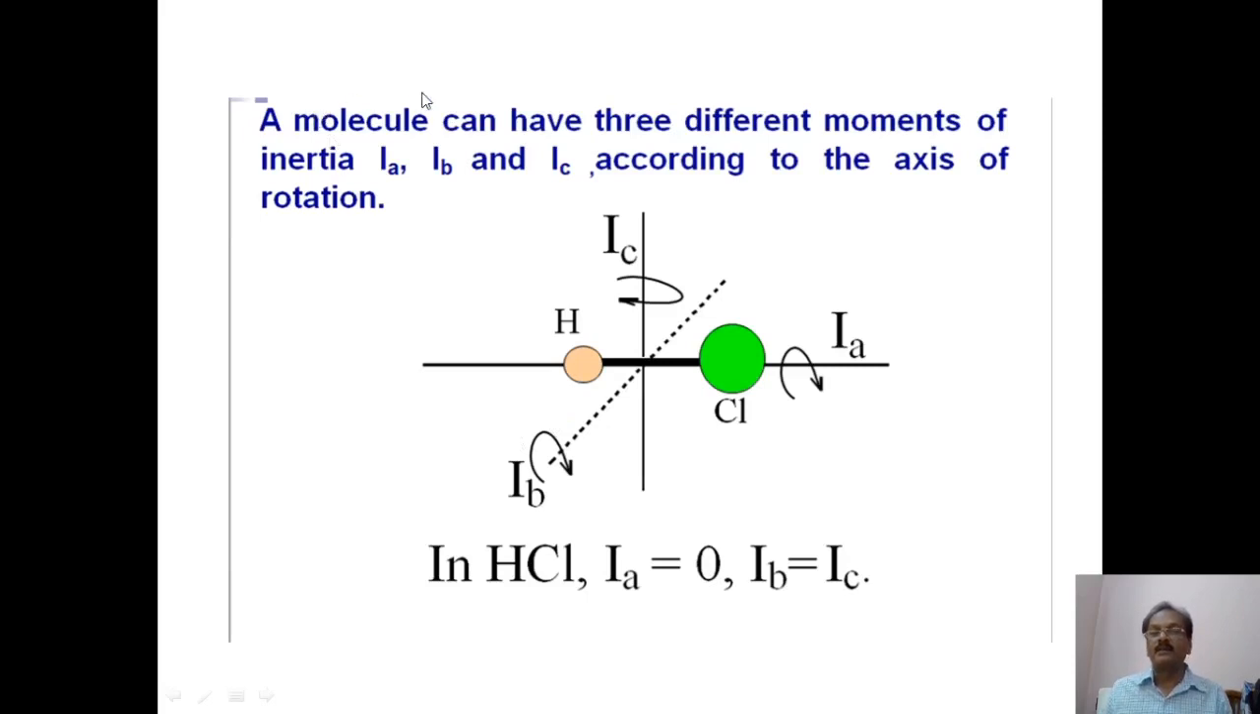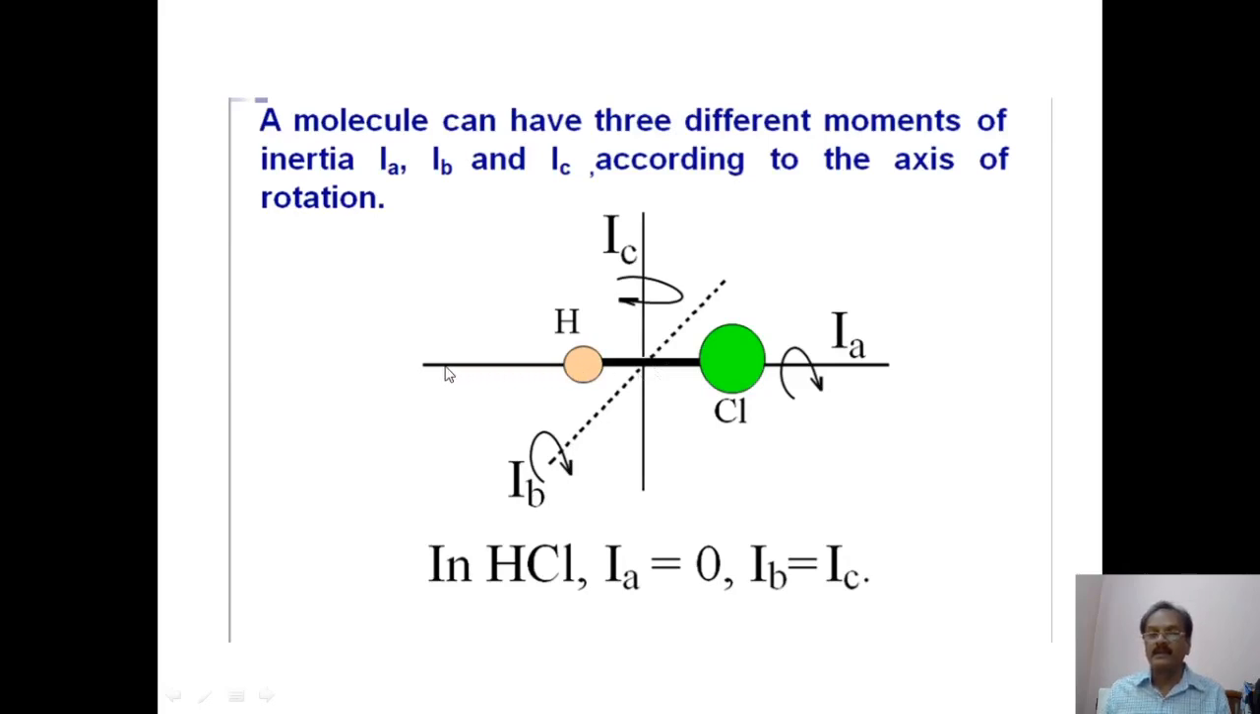A molecule can have 3 different moments of inertia, IA, IB and IC, according to the axis of rotation. Let us understand when you call a molecule linear or diatomic, based on the moment of inertia of that molecule on the 3 axes. Now let us consider this is one axis, the x axis, and this is a principal axis, and this is the y-axis and z-axis. Now there may be a certain center of gravity or center of mass. From the center of mass we have the rotations.